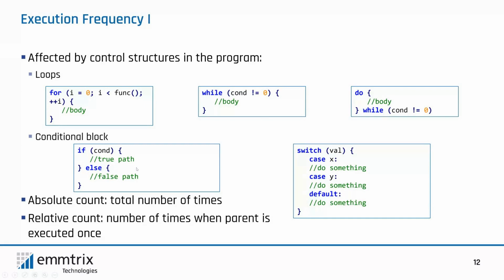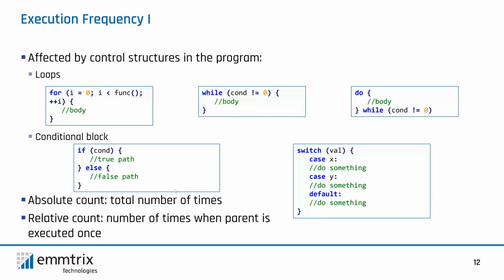What we are usually interested in with the execution frequency is the absolute count, so the total number of times a piece of code is executed during runtime. That could be 1000 times. And there is a relative count, which gives the number of how often it is called in comparison to the parent.